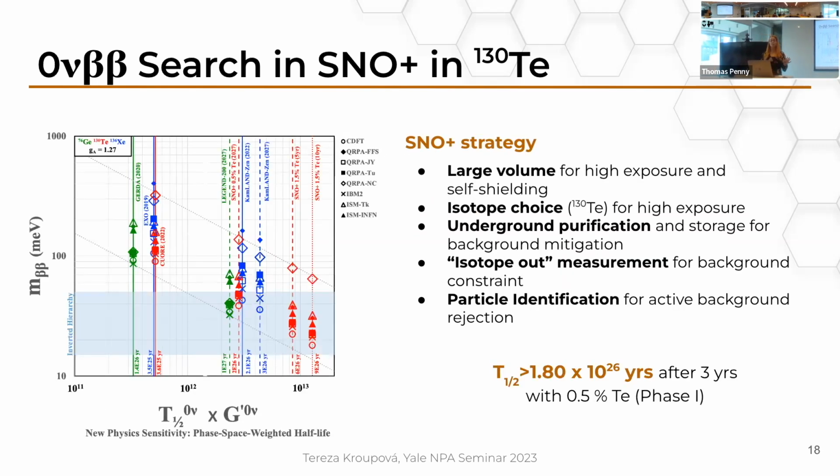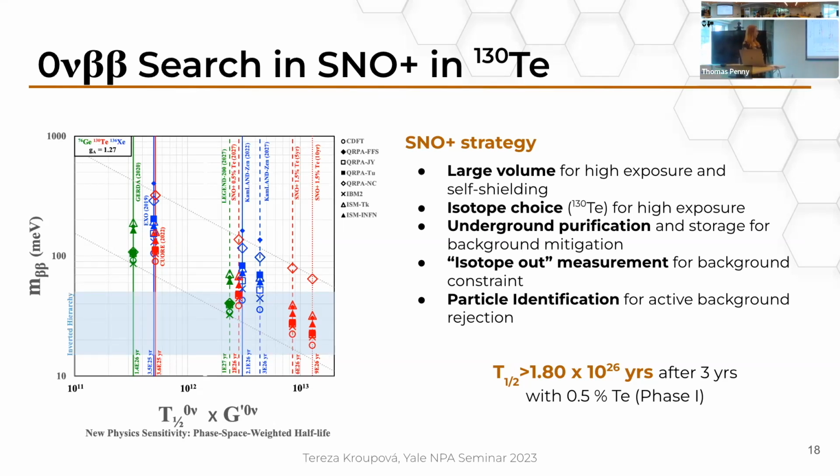So just as a preview, before I get more into it, where does that put us in terms of the scale of neutrinoless double beta decay experiments? If we loaded the 4 tons, translating to 0.5% tellurium, we expect about 2 times 10 to the 26 years after 3 years of data taking. And that's put into context here.